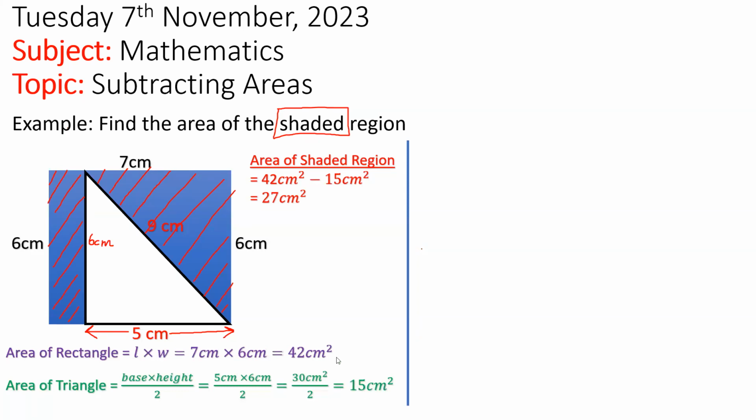Very good. And how do we get 27? To find the area of the shaded region, you have to use the 42 centimeters squared that you got from the rectangle, and then subtract 15 centimeters squared, which you got from the triangle. And once you subtract it, you should get 27 centimeters squared. Very good. So we get 27 centimeters squared. Thank you.